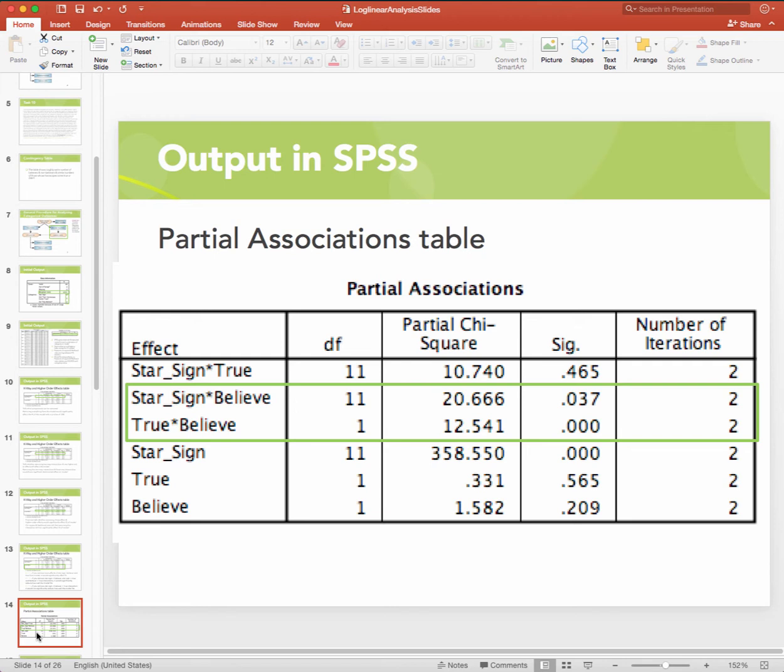We can tell from this that the star sign times believe and the believe times true interactions are significant, but that the star sign times true interaction is not significant because the p-value is 0.465. And likewise, we saw in the previous output that removing one of the effects also significantly affects the fit of the model, and these findings are confirmed here because the main effect of the star sign is highly significant. It just means that we've collected different amounts of data for each of the star signs, when you look at the output and see how many are in all the categories.